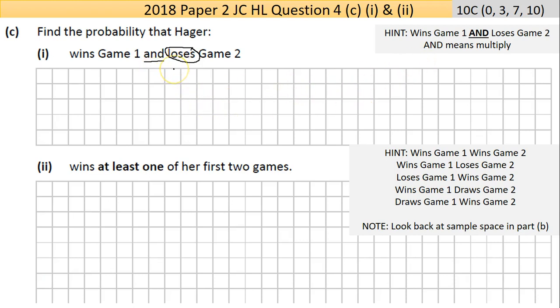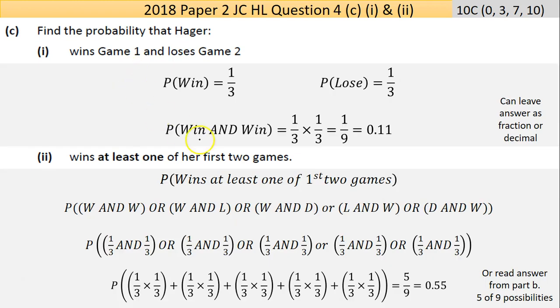I copied it, obviously. So let's go to the answer here just for simplicity. Now, ignore the bottom bit for now. The probability of her winning is 1 in 3. Now, the probability of her losing a game is also one of the 3 possibilities. So the probability of winning game 1, which is 1 in 3, and, which means multiply, losing game 2, which is 1 in 3. So 1 in 3 times 1 in 3 gives you the answer.